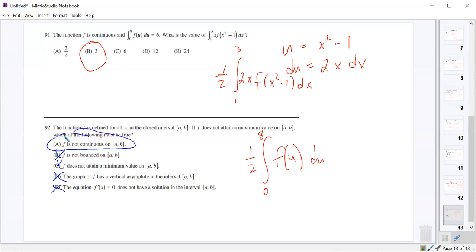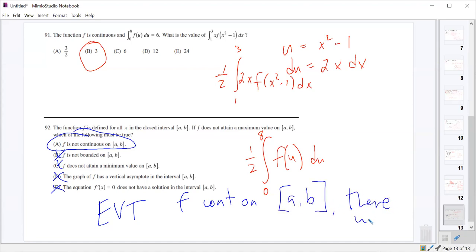And that follows from the extreme value theorem, because the extreme value theorem says that if f is continuous on a to b, there will be a max. So if there is not necessarily a max or a min, the function must not be continuous on the interval from a to b. It could still be defined everywhere, but no max, no min.